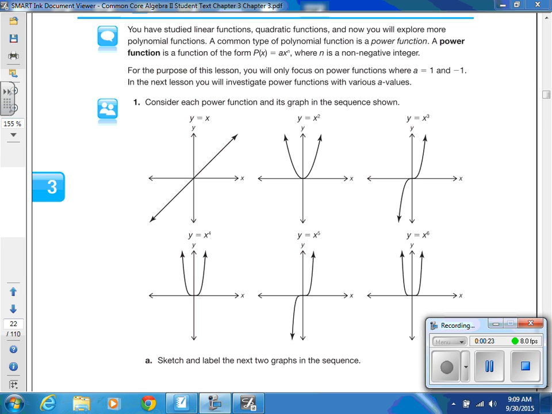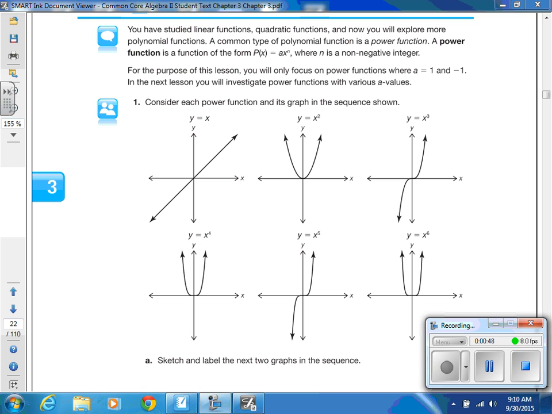Power function. A power function is a function p of x equals a times x to the n, where n is a non-negative integer. N is a power. See, these are power functions. What power is that one to? Yeah, the first power. Power 1. Exactly. Okay, so let's look at what's happening.